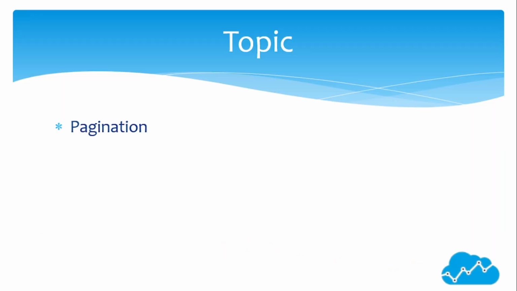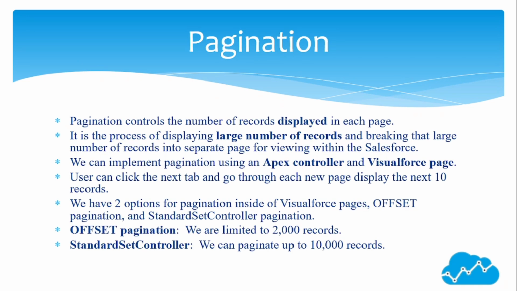The topic we are going to cover in this session is pagination. Pagination controls the number of records displayed in each page. It is the process of displaying a large number of records by breaking them into separate pages for viewing within Salesforce.